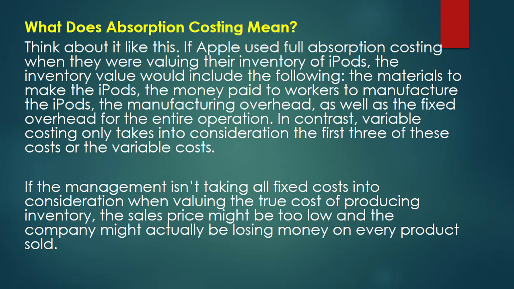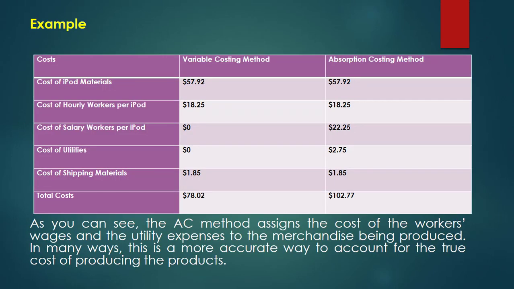So let's take an example. So here I have shown two methods. One is a variable costing method and another one is absorption costing method. So if you see, the cost of iPod material is the same in both costing methods. Cost of hourly workers per iPod, the costs are the same. Cost of salary workers per iPod.